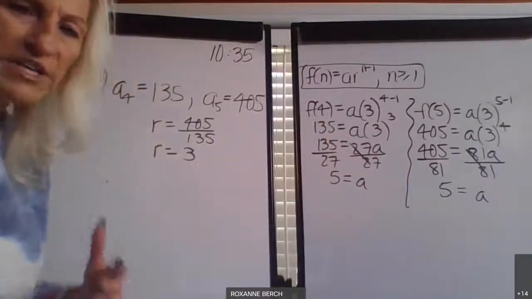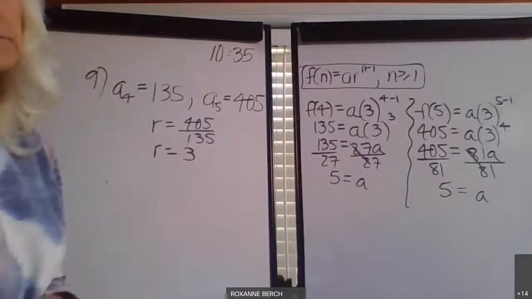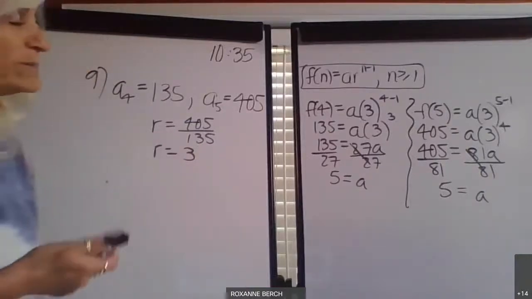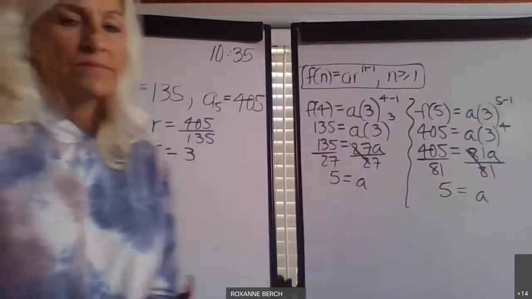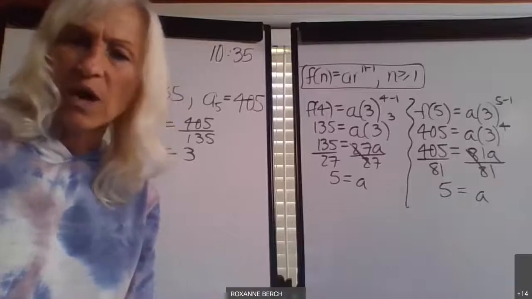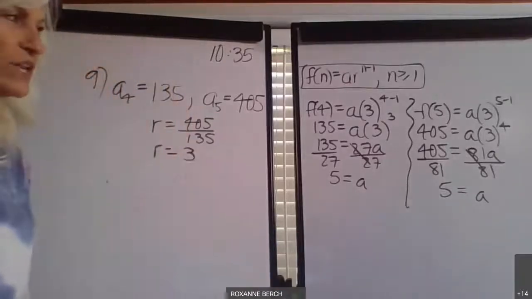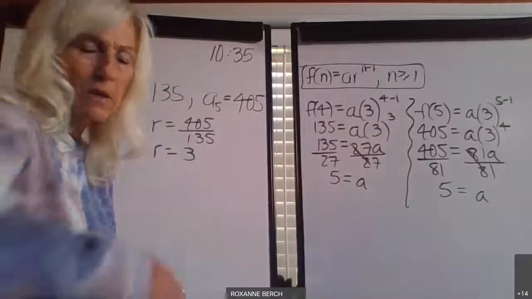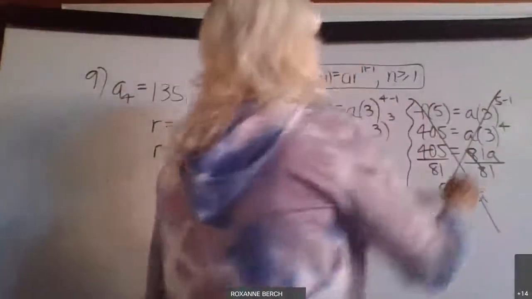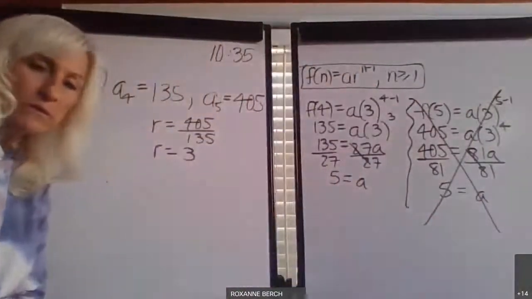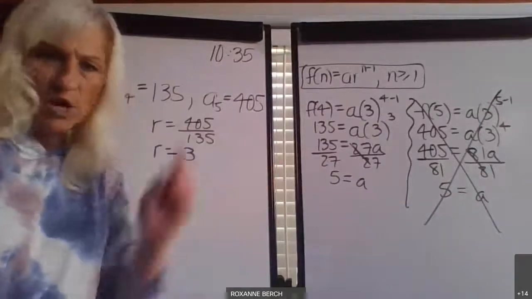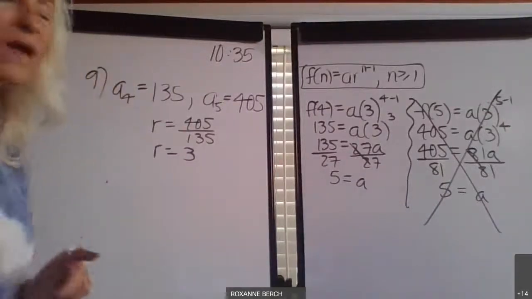Now, which one do you want to use, Enrique? The one with the smallest exponent? Exactly. So when I was in Enrique's group, that's why I called on him. He said, let's just use the easiest one. Well, this isn't the easiest one. Look at the big numbers. So you would want to use the one with the easier numbers, but I'm just proving to you that either one works. And now you're ready to write it.